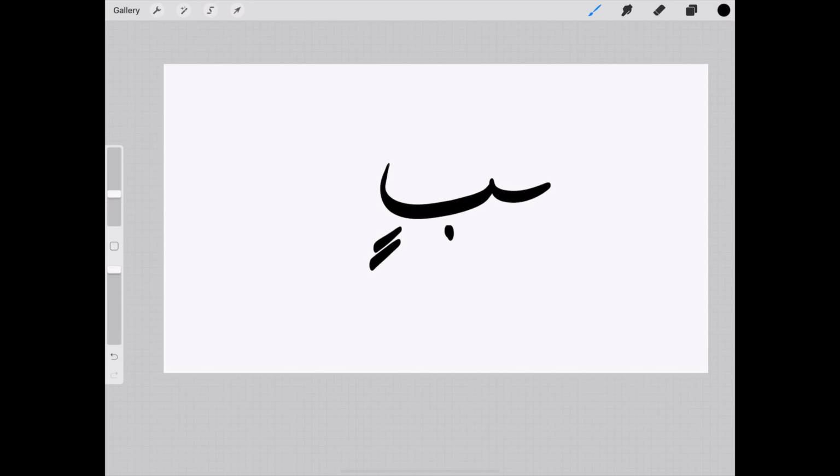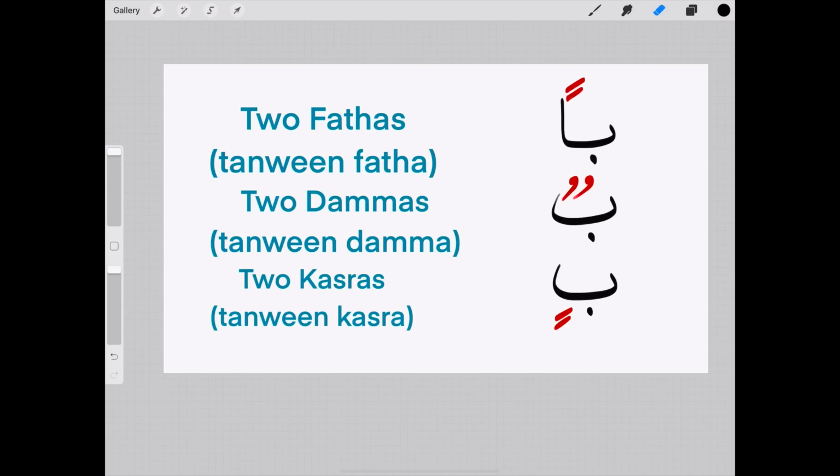So now we've covered the three tanweens, the tanween fatha or two fathas, the tanween dhamma or two dhammas, and tanween kasra or two kasras. These are the three formats for the tanweens: tanween fatha or two fathas, tanween dhamma or two dhammas, and tanween kasra, two kasras.